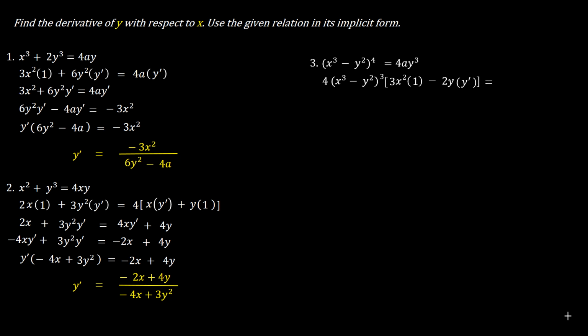Equals the derivative of 4a times y cubed. Just factor out the constant 4a, multiply by the derivative of y cubed. Just copy the power 3, copy the base y, subtract 1 from the exponent, and that becomes 2, multiply by the derivative of the base, or the derivative of y, which is equal to y prime.